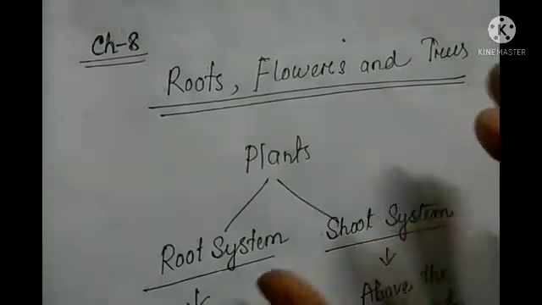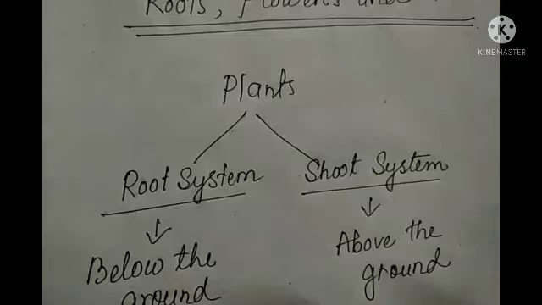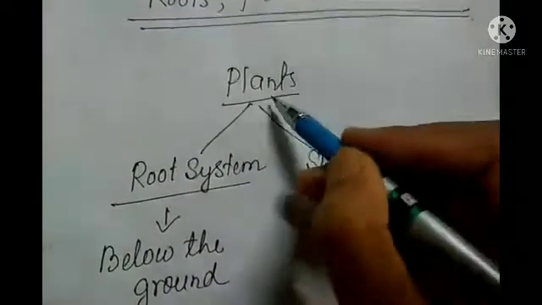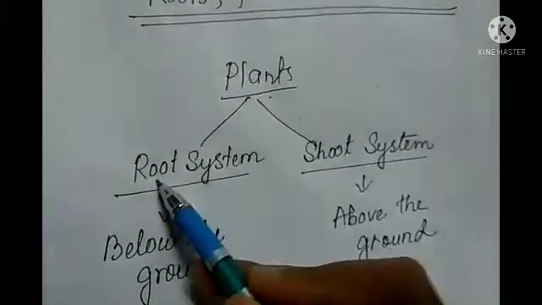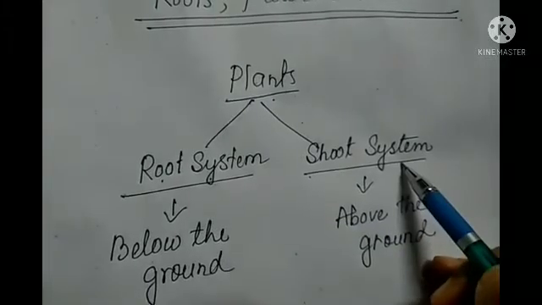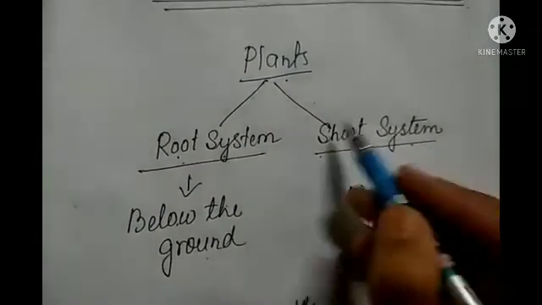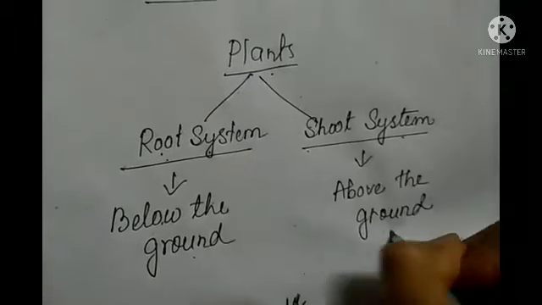Okay students, so let's begin this chapter. We learned last year about plants and the plant system. Plants have two systems, that is the root system and the shoot system. The root system is below the ground and the shoot system is above the ground.